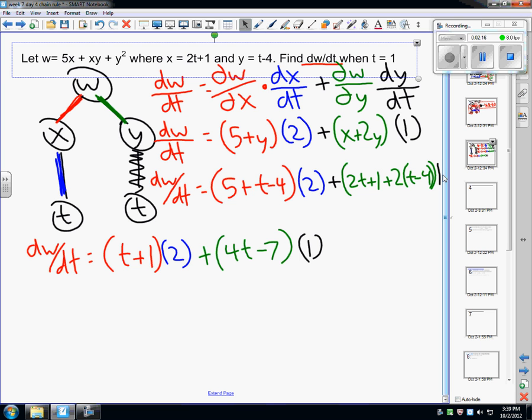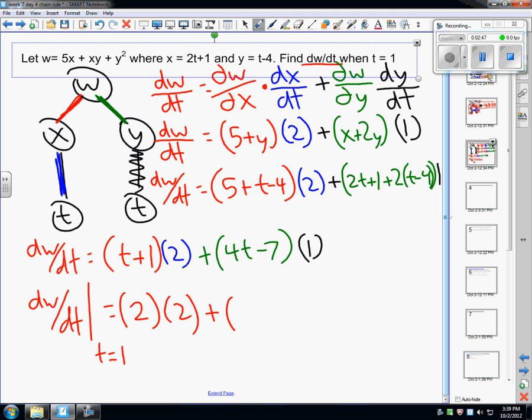At any point, you could really plug in, because the whole thing I'm asking for is what's the derivative at 1. So you could plug in here if you wanted to. And let's do that. The whole question was, what's dw/dt at t equals 1? Well, in this case, I'm going to plug in 1. I get 2. I'm going to do it all red now. I think you guys can handle that. 2 times 2 plus, if I plug in 1 there, 4 minus 7 is negative 3, times 1. This equals negative 3.